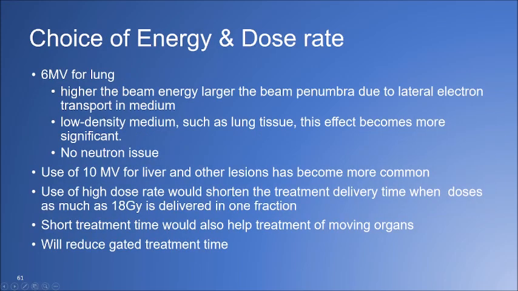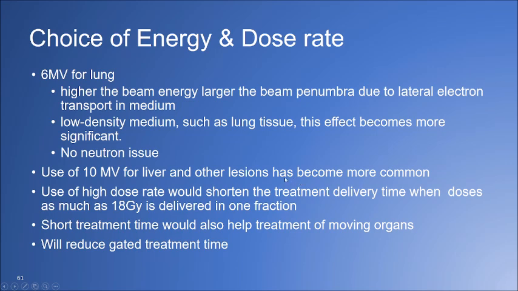Again, the choice of energy: 6 MV for lung. With higher beam energy, the lateral beam penumbra due to lateral electron transport into the medium will be higher. That's why we say for lung you should use only the lower energy, which is 6 MV. In a low density medium such as lung tissue, the effect becomes more significant. And with 6 MV you don't have any neutron effect. Use of 10 MV for liver and other lesions has become very common.